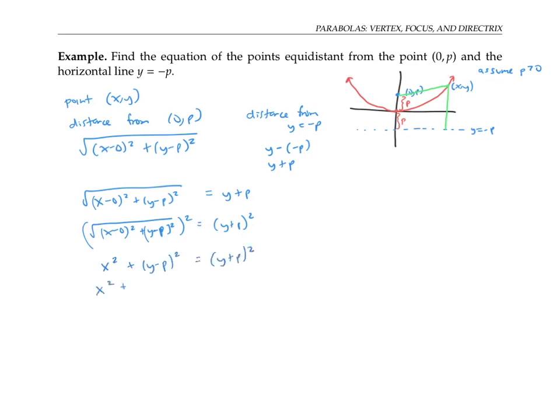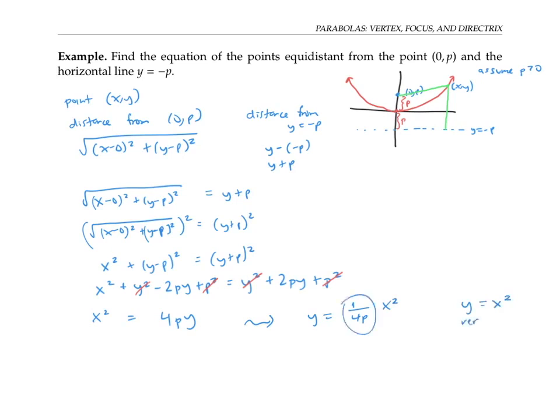Now I'll distribute out. That gives me x squared plus y squared minus 2py plus p squared equals y squared plus 2py plus p squared. The p squares cancel out, as do the y squares, and I'm left with x squared equals 4py after moving this negative 2py to the other side. I could also write this as y equals 1 over 4p times x squared, and you might recognize this as the standard parabola y equals x squared transformed by vertically stretching or shrinking it by this factor of 1 over 4p.